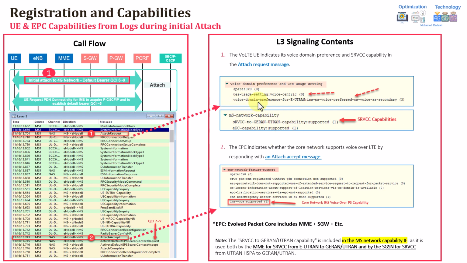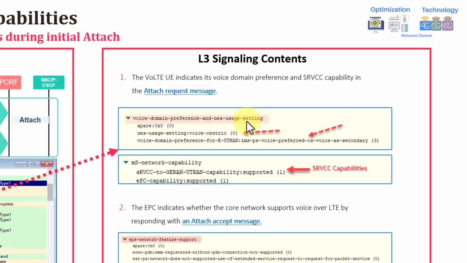As you can see on the right side here, you have something called voice domain preferences and UE usage settings. You'll find two pieces of information under that part. The first one is called UE usage settings, whether it's voice centric, and this has two types. It's either voice centric or data centric.